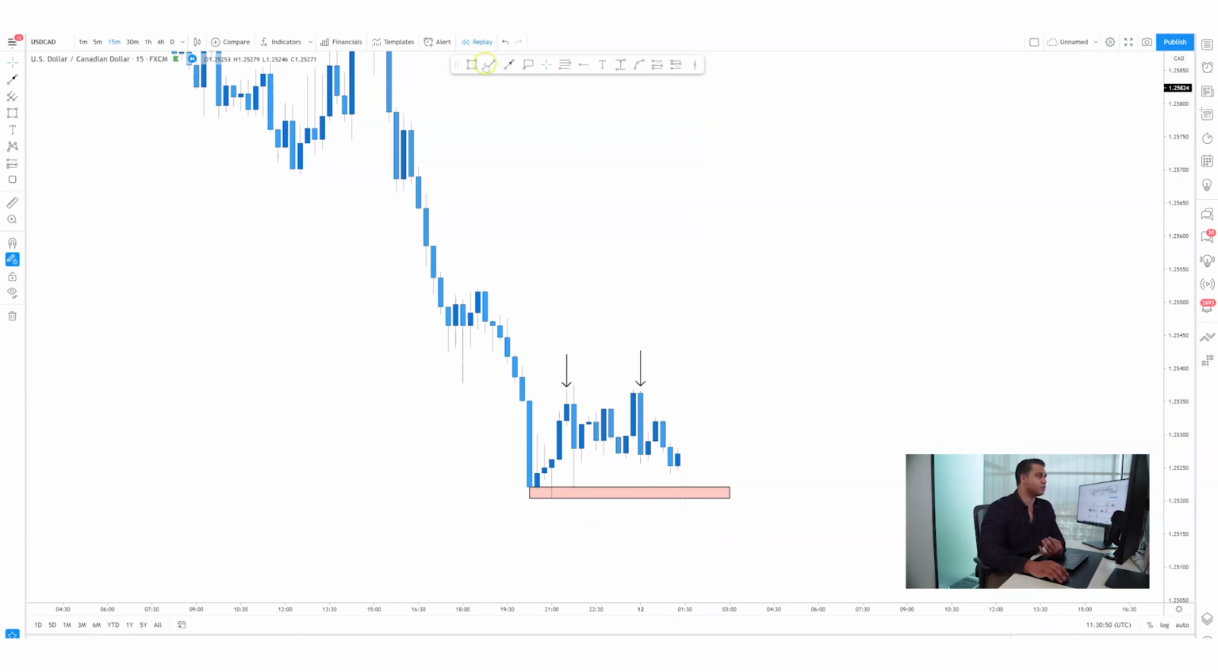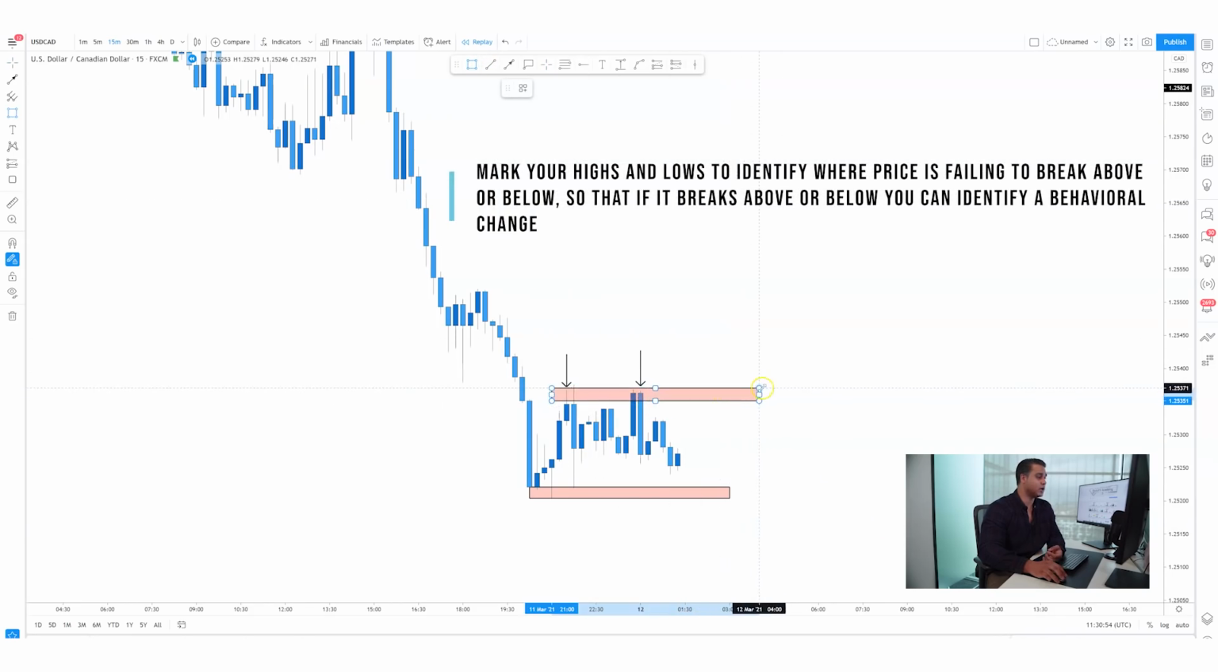Once we start moving into a range, what you want to do is mark your highs and your lows to identify where price is failing to break above or below, so that if it does break above or below in this instance, you can identify a behavioral change.